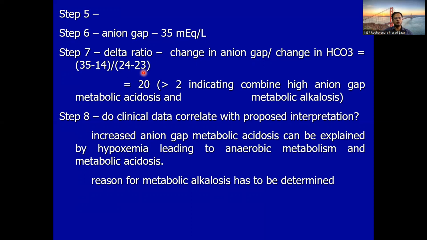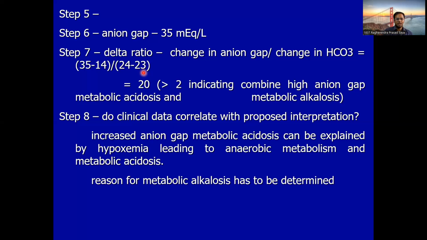Step 8: do these clinical data correlate with the proposed interpretation? The increased anion gap metabolic acidosis can be explained by hypoxemia, because hypoxemia can lead to anaerobic metabolism and lactic acidosis. And the reason for the metabolic alkalosis has to be determined. We don't know for what reason this bicarbonate is increased. Whether sodium bicarbonate has been given to the patient because of the metabolic acidosis or not, we don't know from the history. So that may be one of the reasons for the metabolic alkalosis.